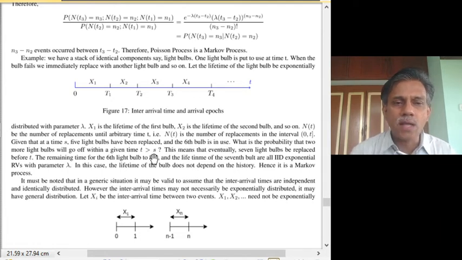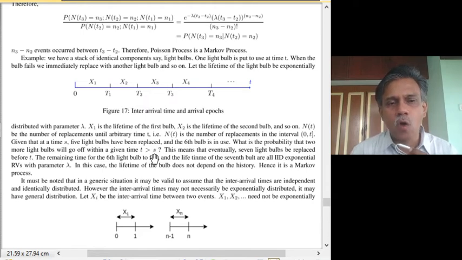So if you now ask a question at some other time, what is the probability that 10 bulbs would have been replaced? For that to occur, we should look at the time interval s minus t, and find out the probability that a certain number of bulbs would have been replaced, and so on. But the thing is, at the time t, the sixth bulb is under usage, and we have to look at the residual lifetime of the sixth bulb to find out when the sixth replacement will occur.